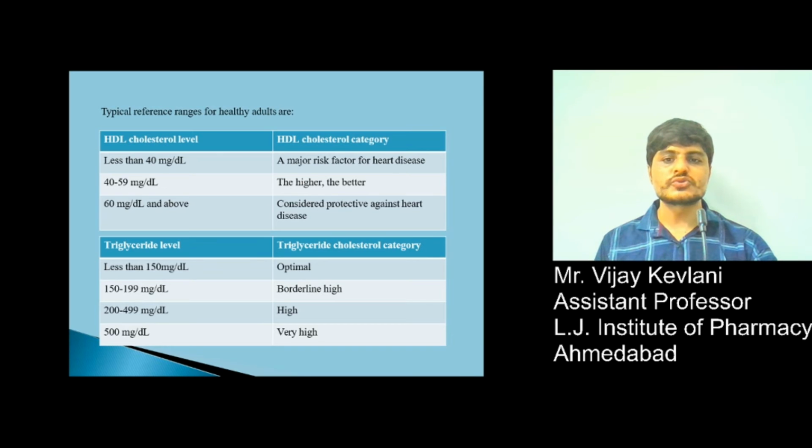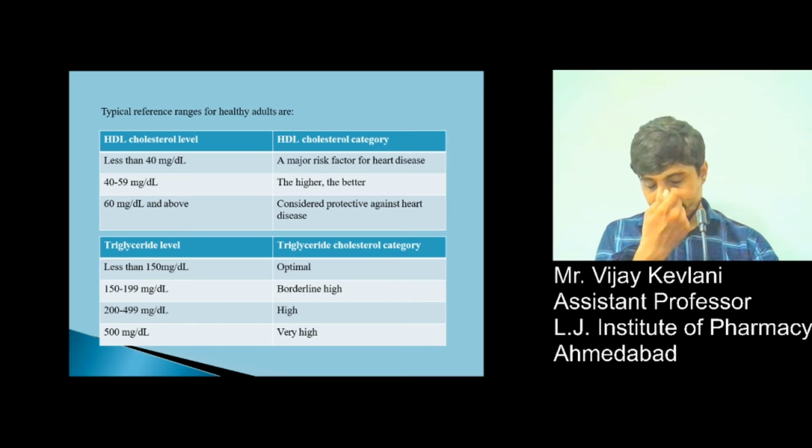So these are the values. HDL cholesterol, if it is less than 40 mg per dL, is a major risk factor for heart disease. 40 to 59 mg per dL, the higher the better. 60 mg per dL or above can be protective against heart disease. Triglyceride levels, that is, below 150 mg per dL is optimal, 150 to 199 is borderline, 200 to 499 is high, and 500 mg per dL or more is very high.